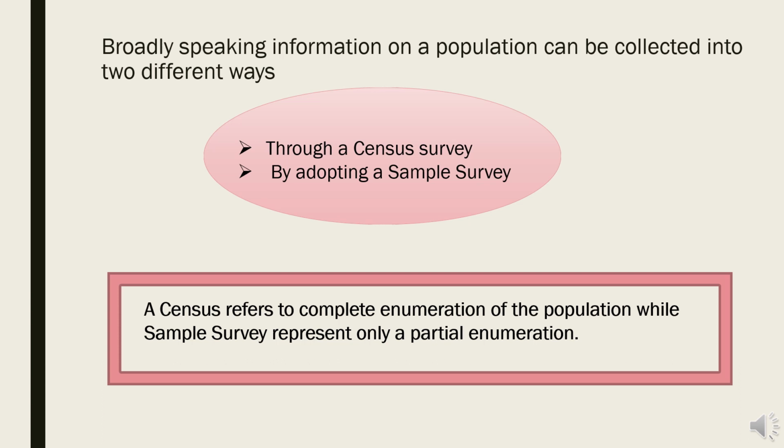Broadly speaking, information on a population can be collected in two different ways: through a census survey or by adopting a sample survey. A census is a study of every unit, everyone, or everything in the population. The main difference between census and sampling is that a census refers to a complete enumeration of the population, while a sample survey represents only a partial enumeration.